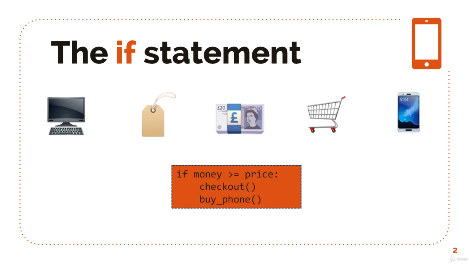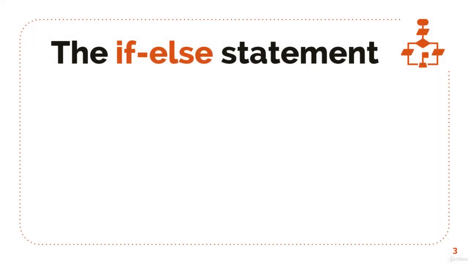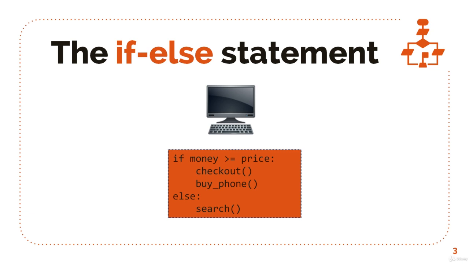Now in this example, there's no mention of what to do if your condition isn't met. Well, that's where the if-else statement comes in. If you do not have enough money to buy the phone you found, you would go back to searching for another one. And this is how that is written in Python. We have an else statement, which is another keyword. And then the thing we want to do if we don't have enough money. In this case, it's the search function.